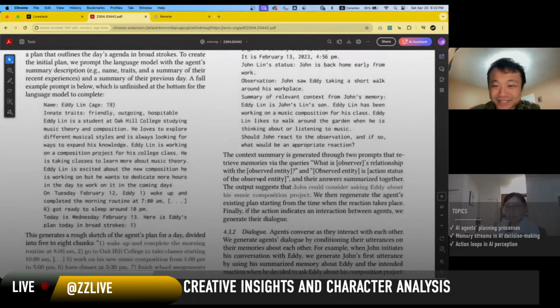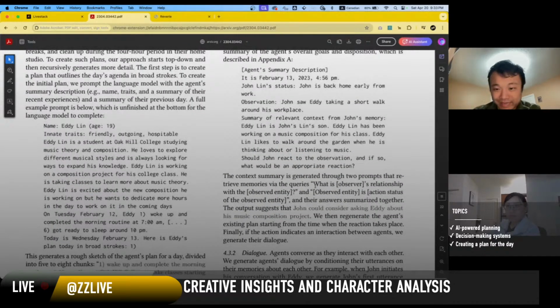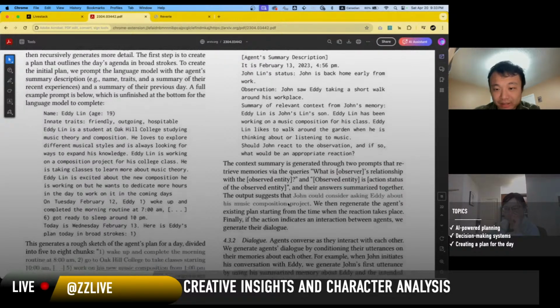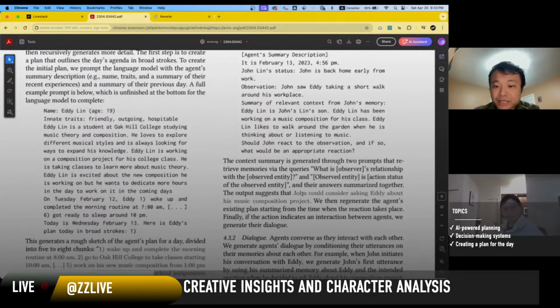Okay. The context summary is generated through two prompts that retrieve memories via the query: what is the observer's relationship with the observed entity? Okay, so they actually have more prompts, more retrieval queries. What's the relationship? What is the action status of the observed entity? And the answers are summarized together. Wow, lots of summary. The output suggests that John could consider asking Eddie about his music composition project.